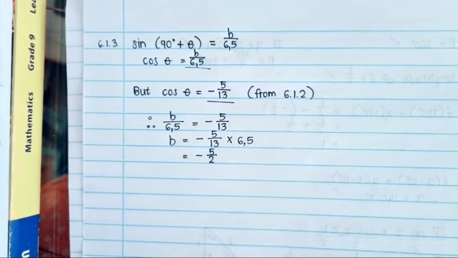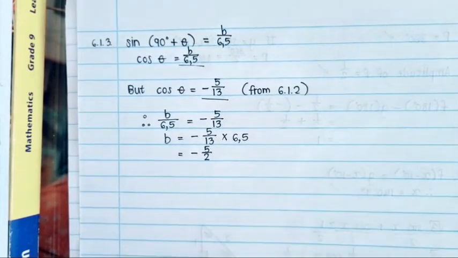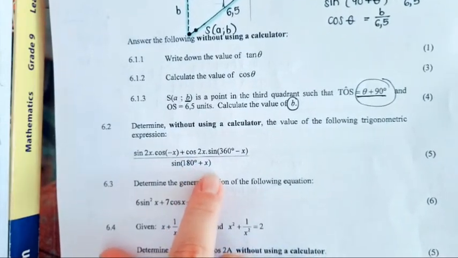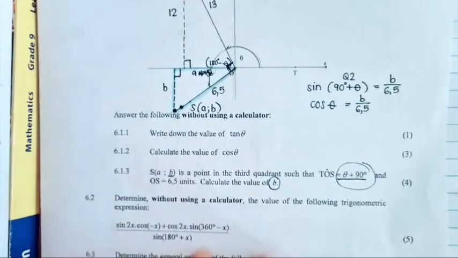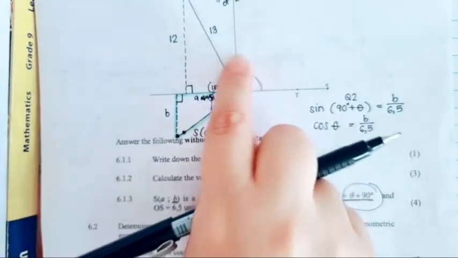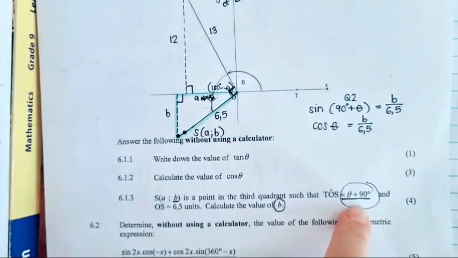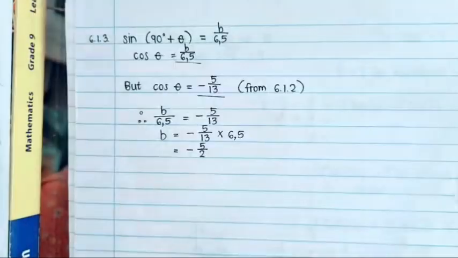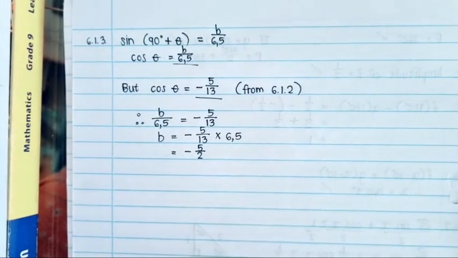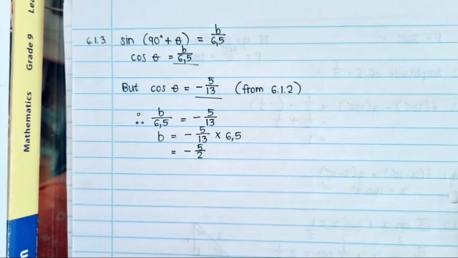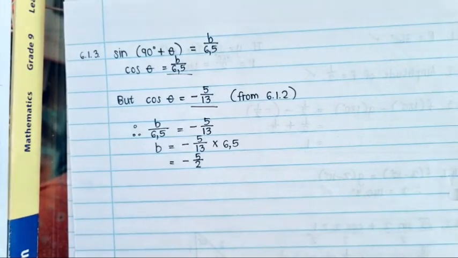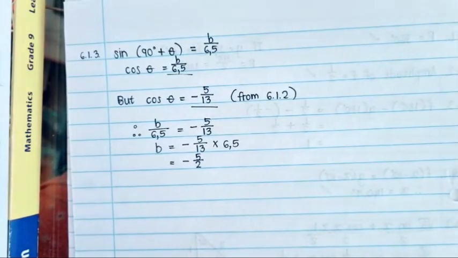The rest, the next two weren't that bad. We are running out of time now, so I am going to skip 6.2. They told us that TOS is theta plus 90. So TOS, it's that angle there. All right, they gave us the name of the angle, TOS. Okay. The next one, 6.2, I'm not going to do that. You can find the answer online, wherever, just to save time.